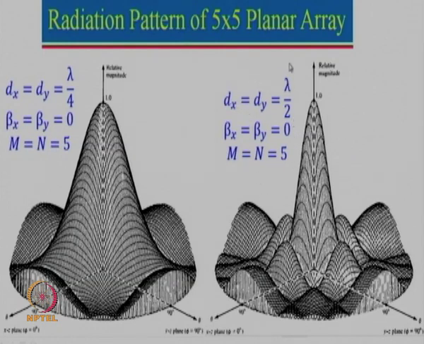So if you look into this here, the total aperture will be more, and if the total aperture is more, beam width will reduce. Here total aperture is less, so beam width is wide. So this will give us less gain, this will give us more gain.